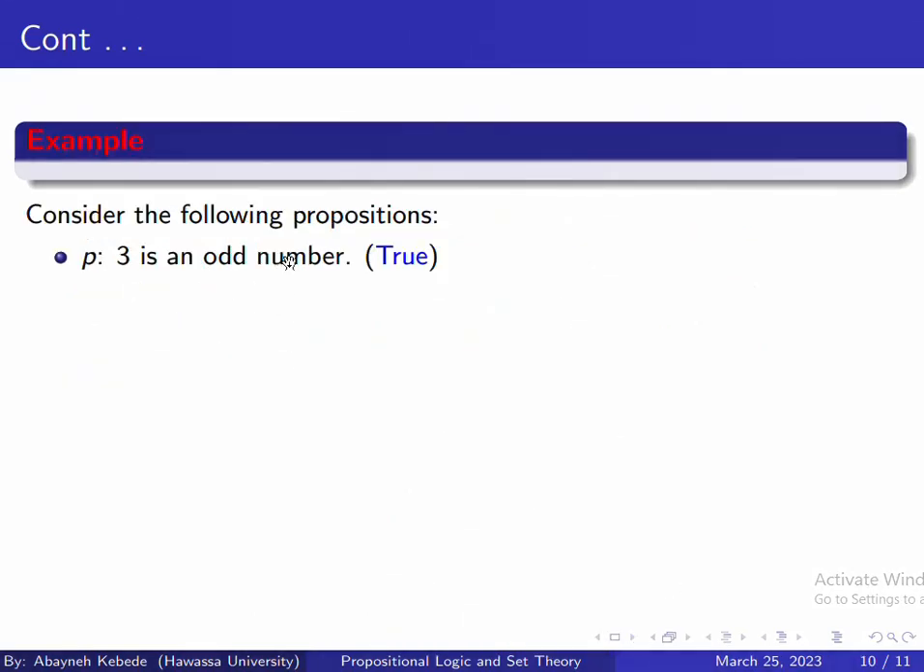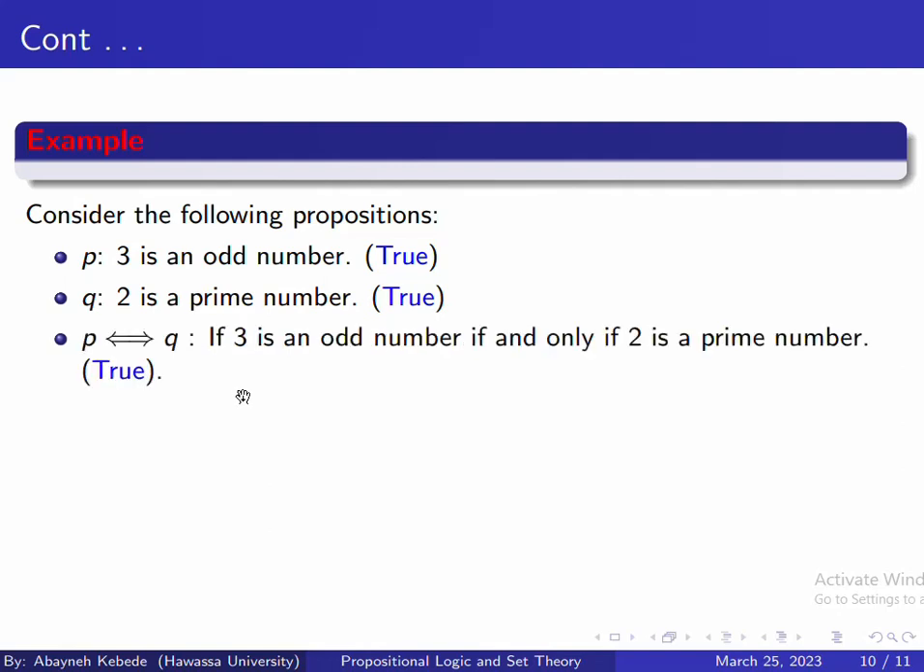For instance, consider the following propositions. Given proposition P, 3 is an odd number. This is true. The proposition Q is given as 2 is a prime number. This is also true, because 2 has only two factors, 1 and itself, 2. So 2 is a prime number, which is true.